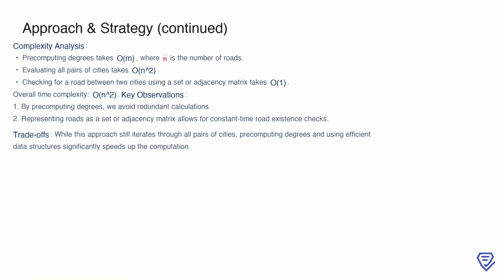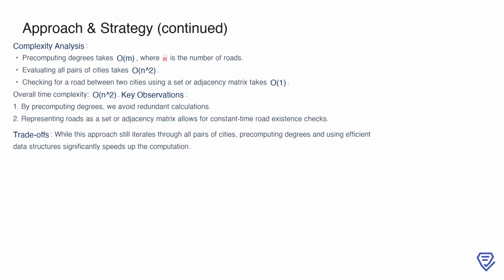The optimized approach builds on the intuition of the brute force method but significantly improves efficiency. By pre-computing the degrees of all cities, we eliminate redundant calculations during the pair evaluations. This pre-computation involves iterating through the list of roads and incrementing the degree count for the two cities connected by each road, which takes O(m) time, where m represents the number of roads. Next, we evaluate all pairs of cities to compute the network rank using the formula: the sum of their degrees, minus 1 if a direct road exists between them. Checking for the existence of a direct road is expedited using a set or an adjacency matrix, which allows O(1) lookups.